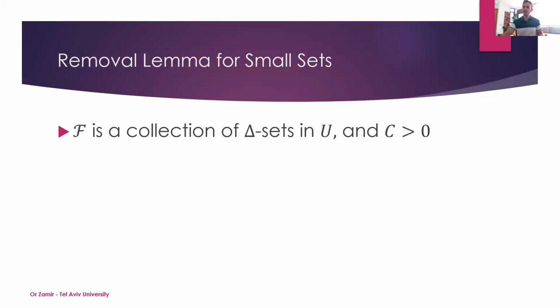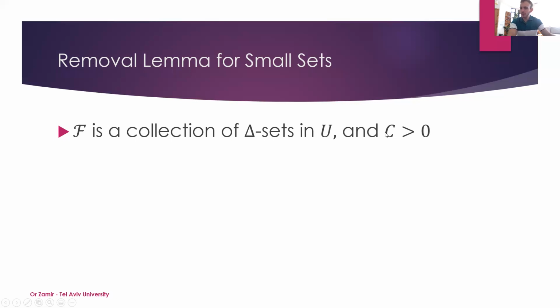So what is this removal lemma for small sets we introduce? And this is the main combinatorial contribution maybe of the paper. We show that if you have some collection F of sets such that all sets live in some universe of elements U, and every set is of size at most delta. This is what we call a delta set here. So again, I have a collection F of sets. All of the elements in the sets live in some universe U, and every set is of size at most delta.